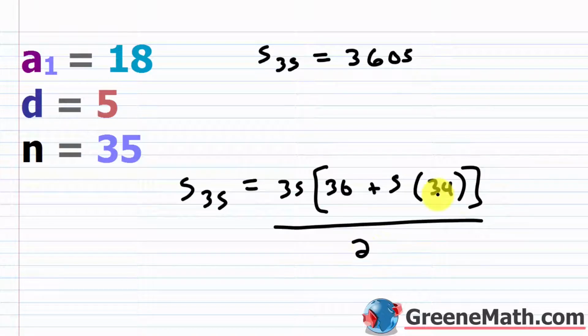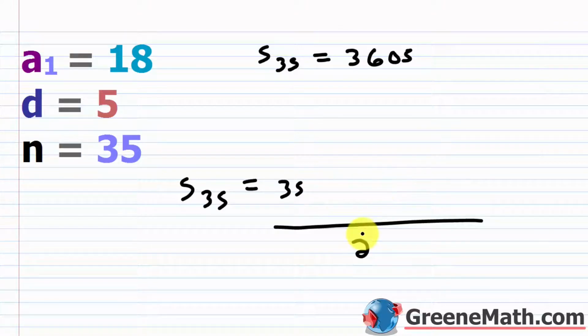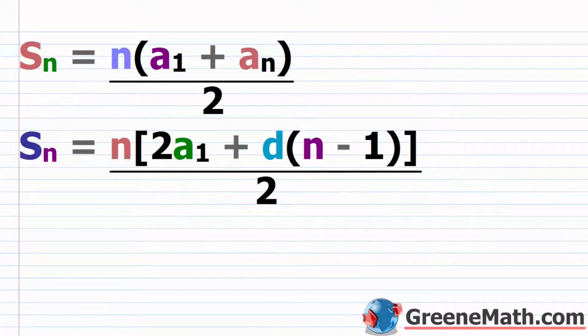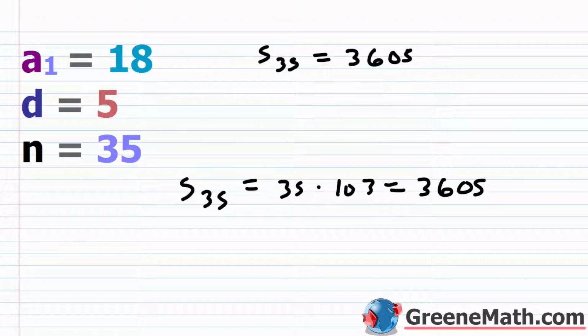Okay, so 5 times 34 is 170. 170 plus 36 is, again, 206. We already know that 206 divided by 2 is 103. So we multiply this by 103. And again, we get 3,605. So either way you want to do it, both of these formulas are valid. This one is a little bit quicker in that scenario because you don't have to go through and calculate what a sub n is. So again, the answer here for S sub 35 would be 3,605.